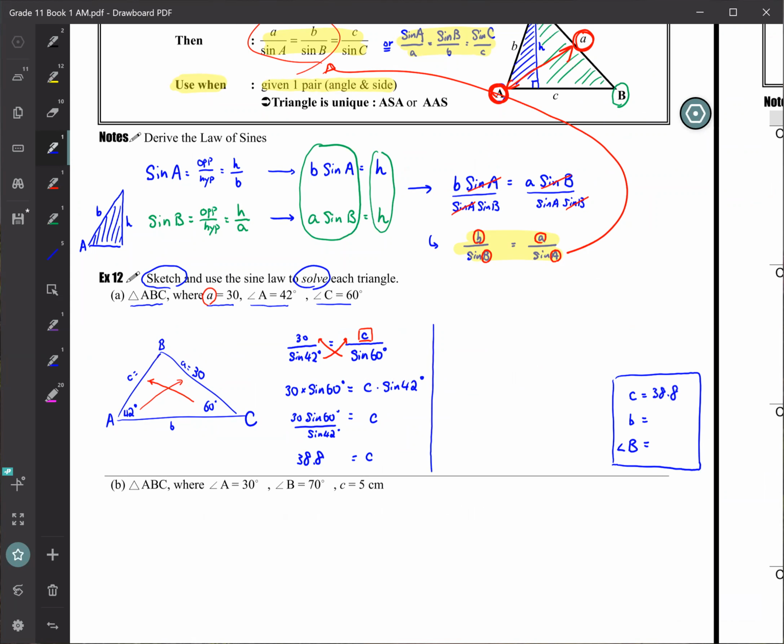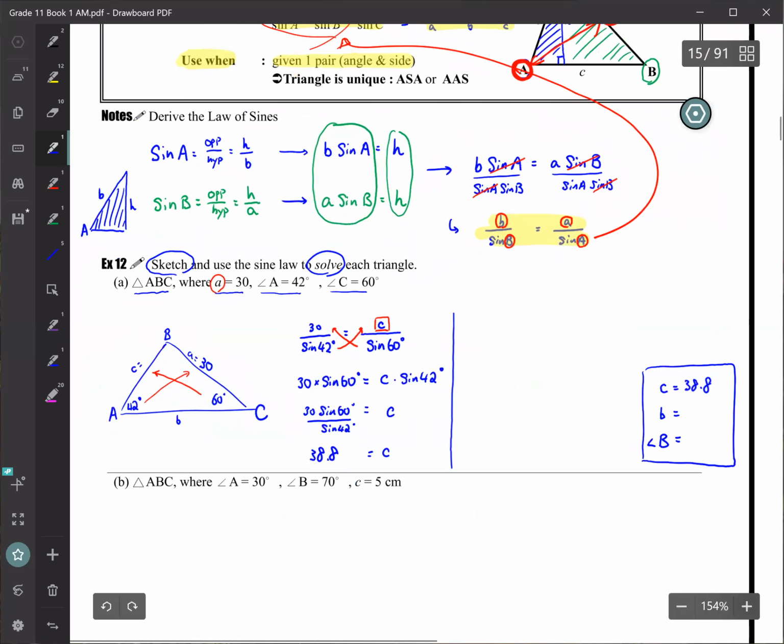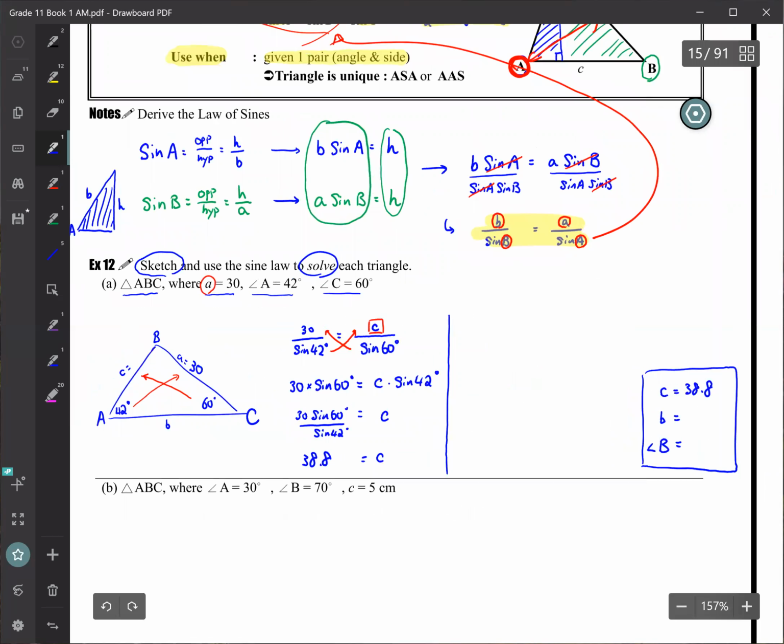Now we can find the next one. What do you think the next thing we can find? We are still missing angle B and side B, right? Which one can we find next? Anyone? Angle B. Angle B, okay. How do we find that, Yoshir? 180 minus 30 minus 60. I mean, 180 minus 42 minus 60. So 180 minus the other two angles.